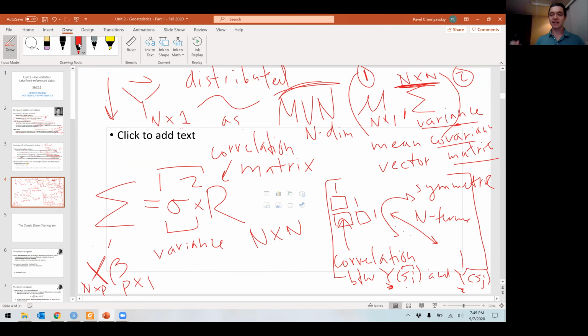This variance-covariance matrix contains information about the covariance between all n locations. It is helpful to think of this variance-covariance matrix, which is almost always written as sigma, as being the variance times the correlation matrix that is also n by n. The correlation matrix is a little easier to think about because the main diagonal is fixed at 1. And the off-diagonal terms reflect the correlation between your outcomes at various locations. And of course, the correlation matrix, just like the variance-covariance matrix, is symmetric.